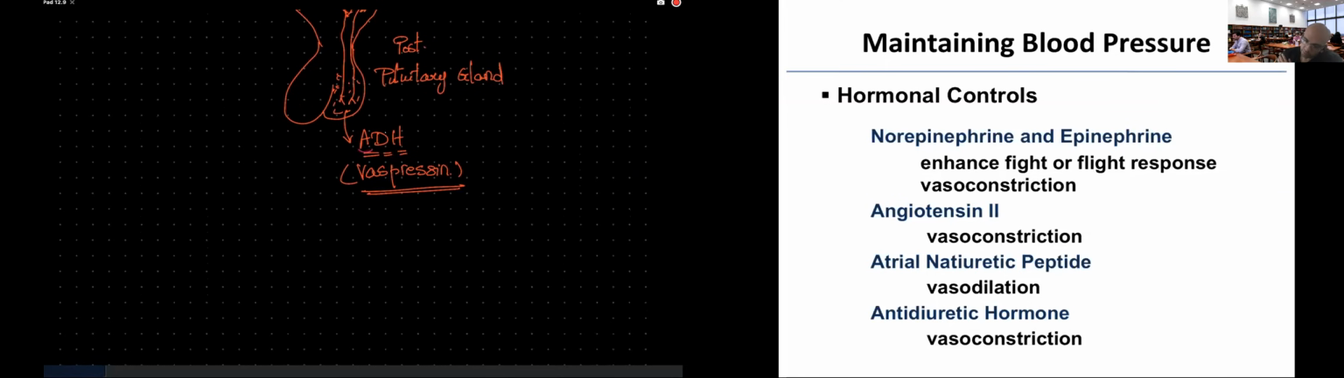What does anti mean? Anti means it prevents. So I'm a hormone that prevents diuresis. What's diuresis? Diuresis means loss of water in urine. So this is a hormone that prevents the loss of water in the urine.